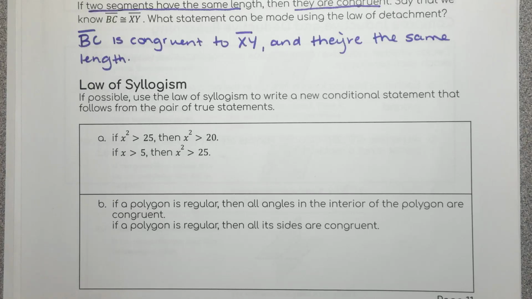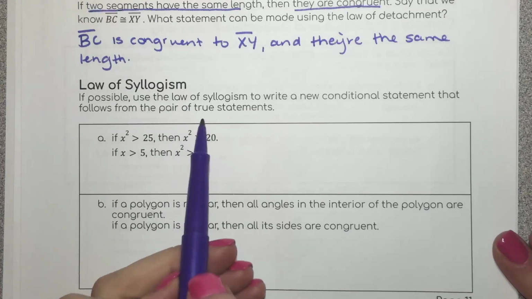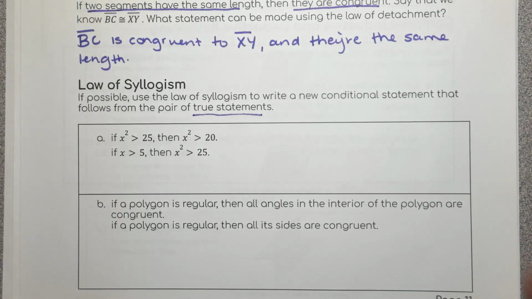All right, law of syllogism. It says, if possible, use the law of syllogism to write a new conditional statement that follows the pair of true statements. So this part is key here. We already know they're true. We aren't assuming they're true. We're not deciding if they are. It's telling us they are.